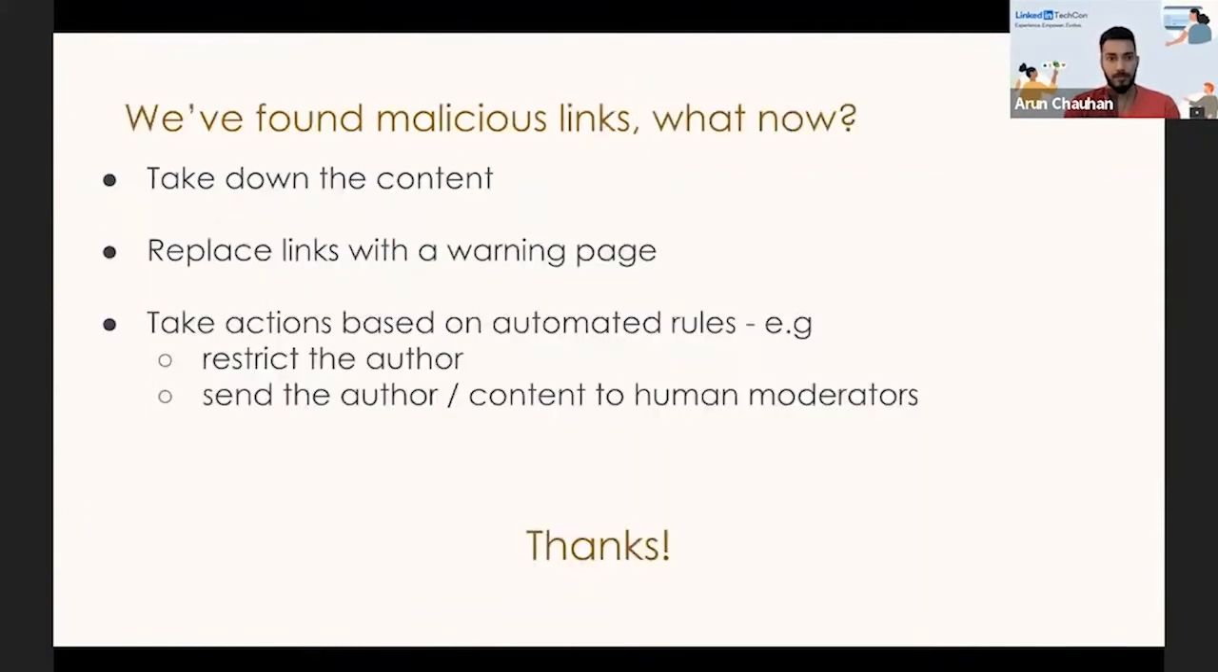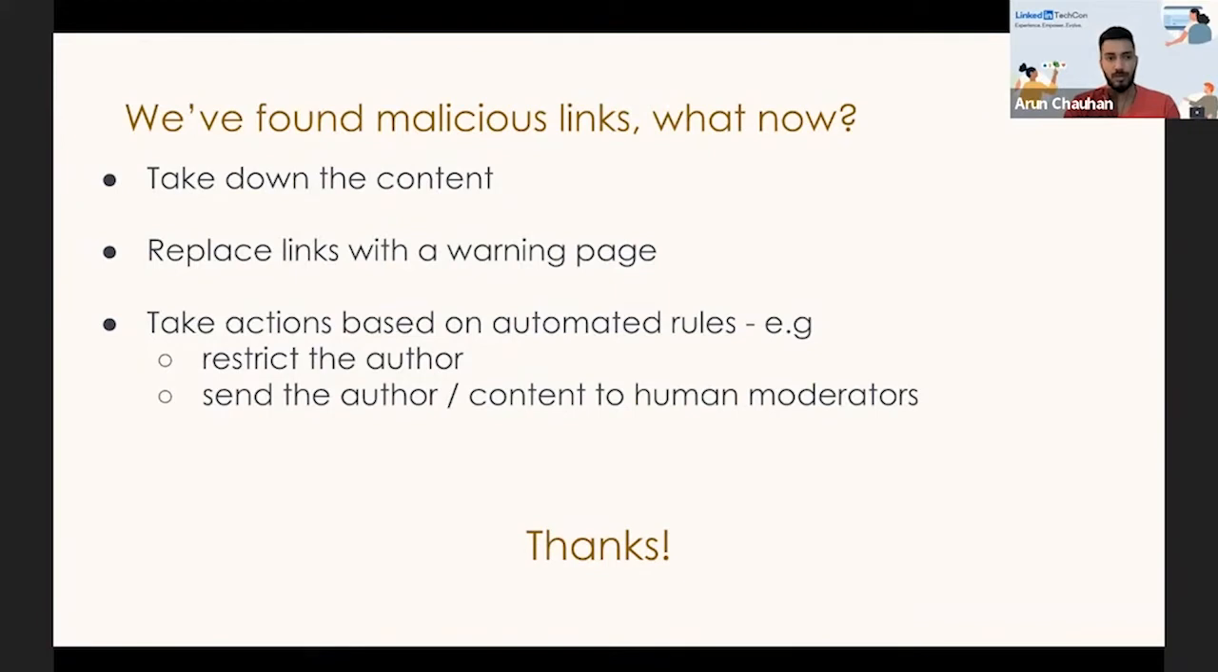Next, please. So now we have found malicious links. What are the next steps? So we could take down the content. This is usually done during creation time. So for example, somebody is making a post and they're putting malicious links in it. During saving of the content, we can make a call and see whether it has malicious links or not, and we can just prevent creation of that content.